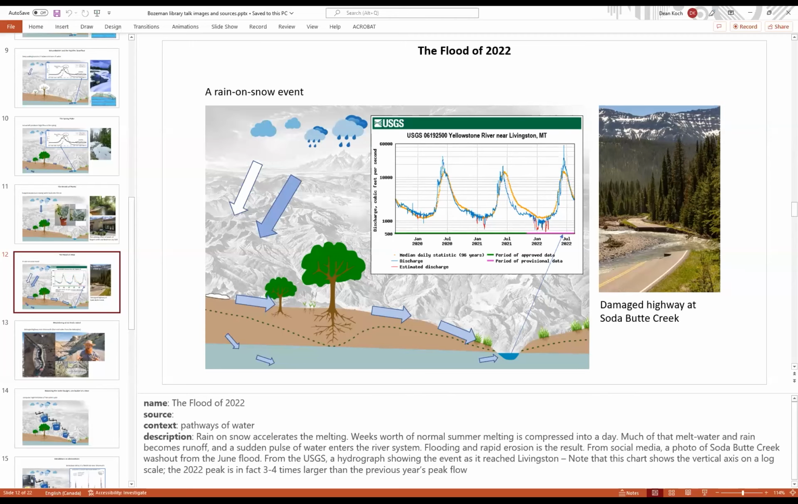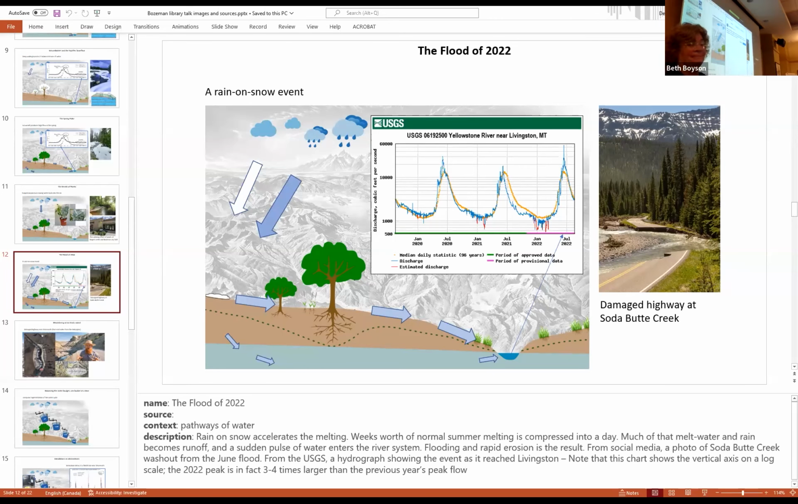Actually, there's a very good climate change report on the Yellowstone area that I can link you to if you want to read more about it. Yes, thank you. If you drop that in the Q&A, that would be great. Sure, yeah. And we have another question.